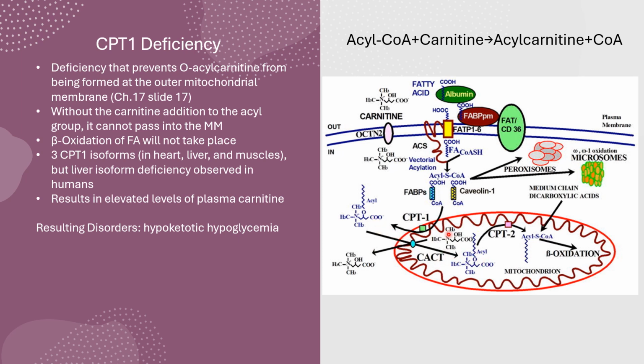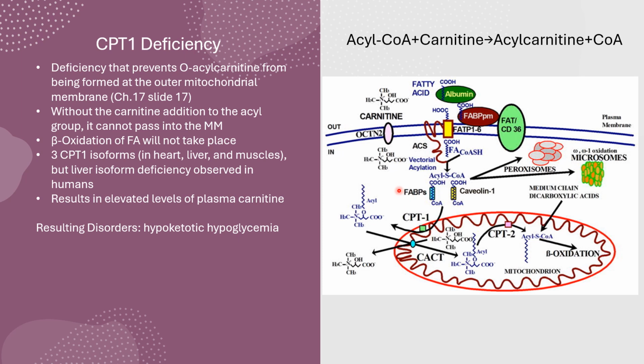And so because carnitine is not attached to this fatty acid, it can't enter into the mitochondria at all. So again, beta oxidation isn't able to happen, and you again have this hypoglycemia as you're depending on glycolysis more for energy. But in this case, since carnitine is able to actually enter the cell, you'll have elevated levels of plasma carnitine, which makes sense.